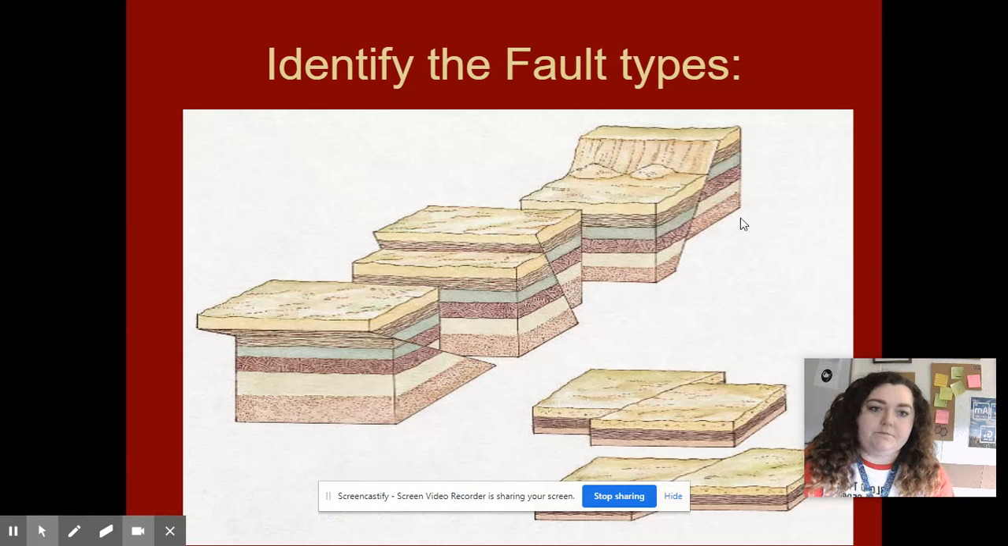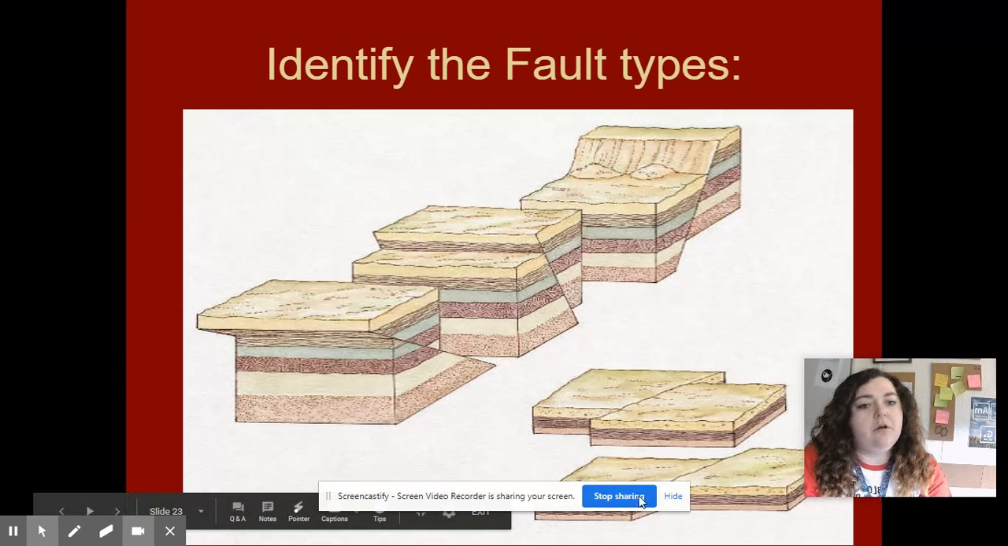Then let's look at this one. We've got the hanging wall going down below the footwall. So we know whenever we have that scenario, whenever the hanging wall is moving down and the footwall is moving up, that's a divergent boundary. So that gives us a normal fault line. And then, like we said a few minutes ago, this is a strike slip.